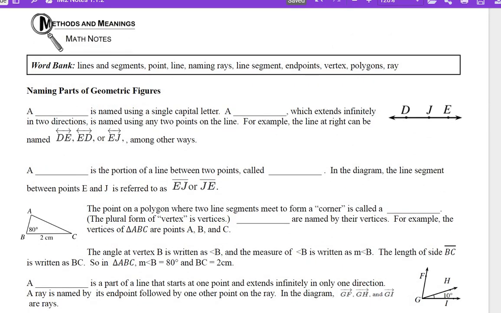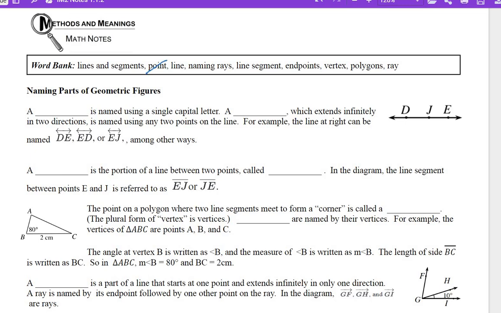Okay, let's look over some math notes. We're going to fill in these blanks. Just like we want to be able to mark our diagrams according to some convention so that we can easily communicate with one another, we also want to be able to name geometric figures according to some convention so that we can communicate with one another. So that's what we're going to do here. In the word bank, we have what we'll be naming, and then we're going to match those names to their descriptions.